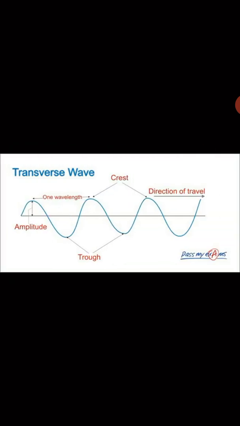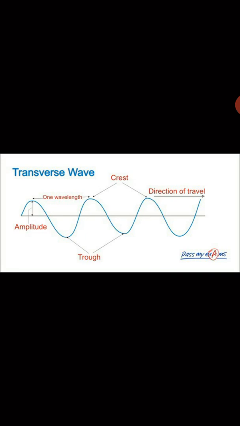Another type of wave is the transverse wave. Now suppose you take a rope and you move the rope up and down. So what are you doing when you are moving the rope up and down? You are creating waves. The rope will move like a wave as it is shown in this diagram. If you see the top part of a wave, it is called the crest and the lower part of a wave is called the trough.